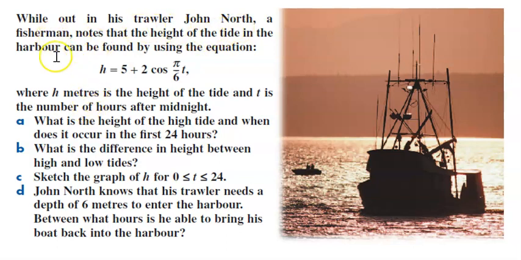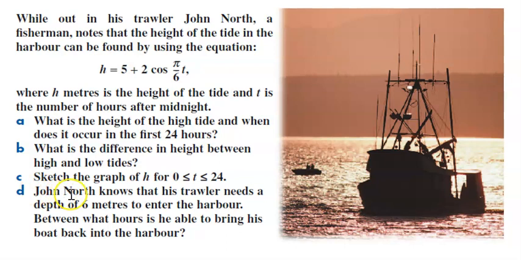So John has a trawler, he's a fisherman. This equation here gives us the height of the tide, h is in meters and t is the number of hours after midnight. We want to know what is the height of high tide and when does it occur in the first 24 hours. We want to know what the difference is between the height of high tide and low tide. We're going to sketch the graph. Well, I'm going to do this in a slightly different order using the calculator. I'm going to do that first.